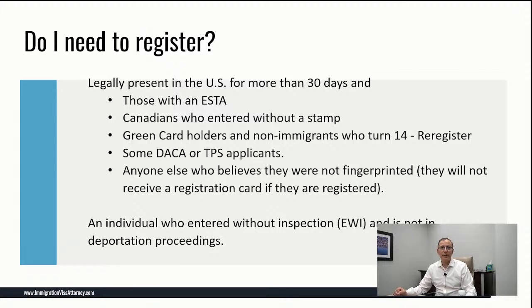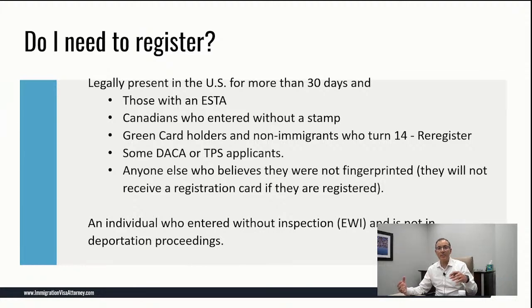Another group is anybody else who believes that they were not fingerprinted and is here in the United States in a legal status. You can register, and the USCIS told us that if you apply and we believe that you do not need to register based on our evaluation, we will let you know and we will not register you. So if you're in doubt, you can do it, but as I go through this presentation, you will decide whether you want to do that or you want to confirm for sure that you are required to do it first.